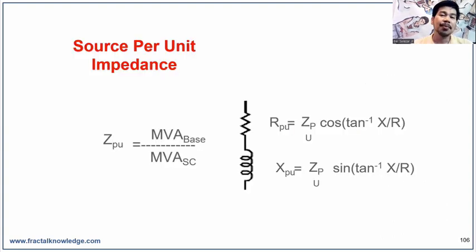For the per unit formula of the utility at the point of connection, we will use what I already mentioned: CPU is equal to MVA base over MVA SC, or the fault duty. Then RPU is equal to CPU cosine arctangent X over R, and XPU is equal to CPU sine arctangent X over R. We can see this formula later.